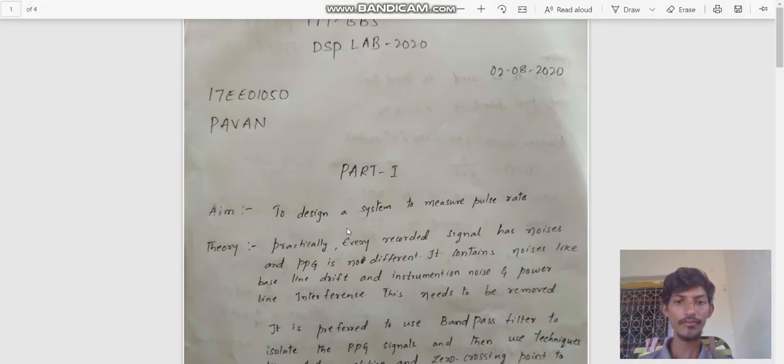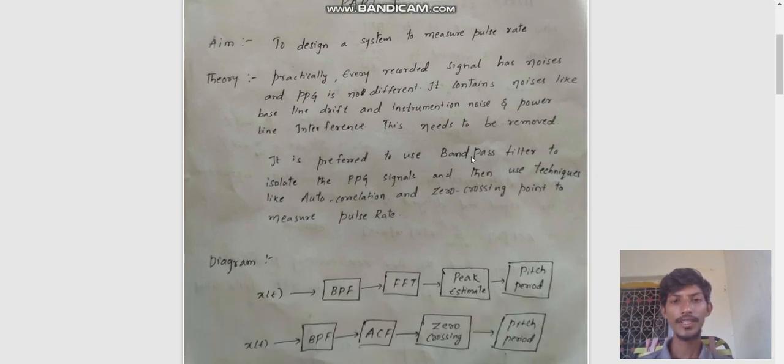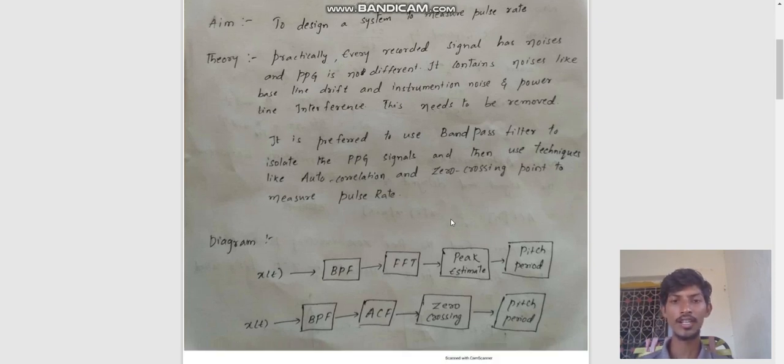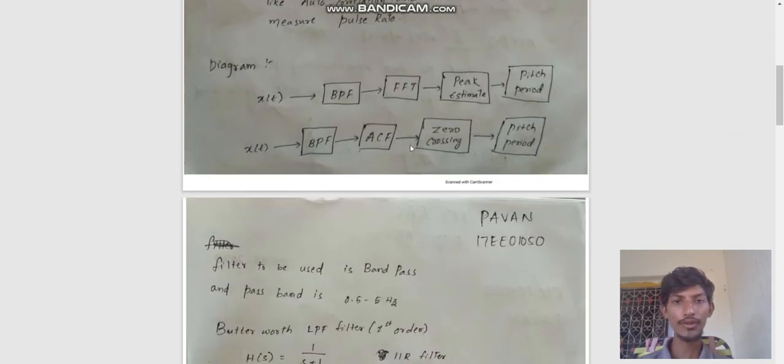Further, it's preferred to use a band pass filter to isolate the PPG signal because the PPG signal has a band of 0.5 to some frequency. It has some band, so we only pass that band and remove the rest. Then we can use techniques like FFT or autocorrelation and zero crossing to measure the pulse rate. So we have two approaches here.